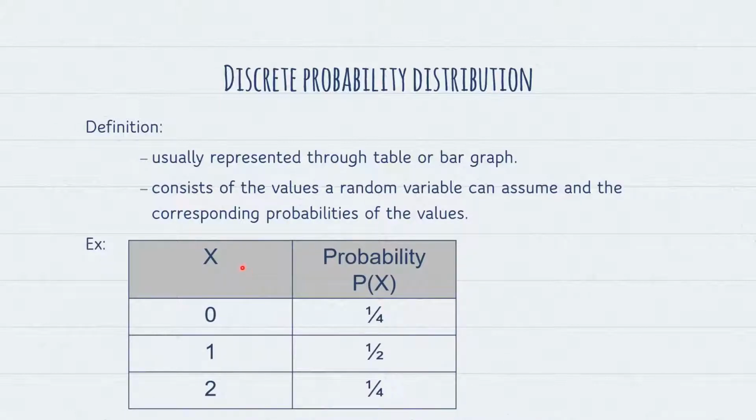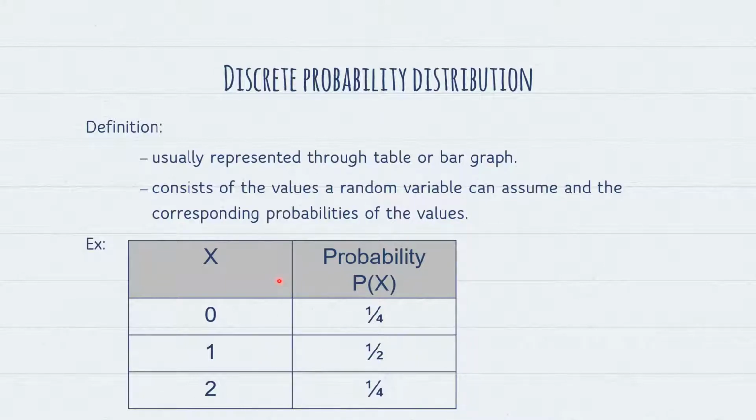Here, we have the graph or the table, we have x and the probability of the random variable x, or we have p of x. So for our x values, we have 0, 1, and 2. For the probability, or p of x, we have 1/4, 1/2, and 1/4. So usually, this is the form of a discrete probability distribution.